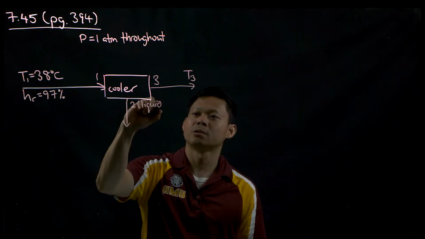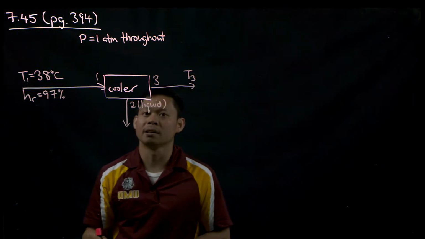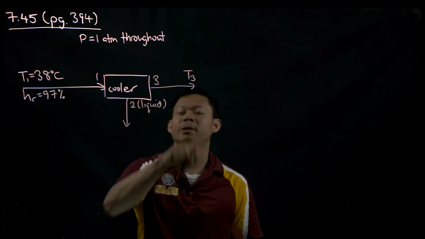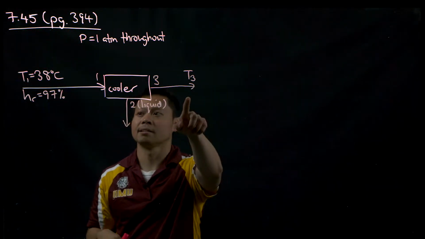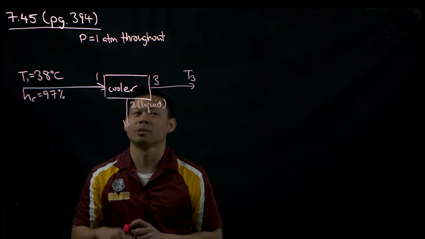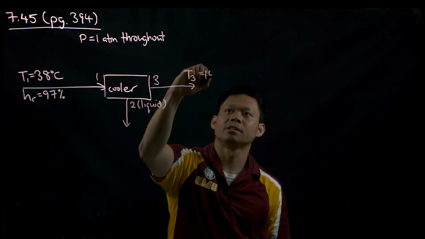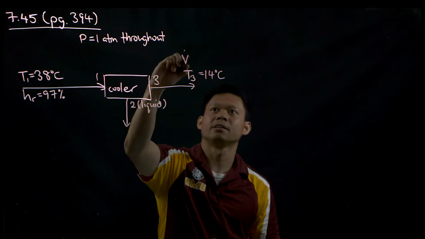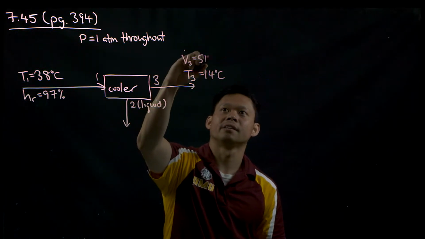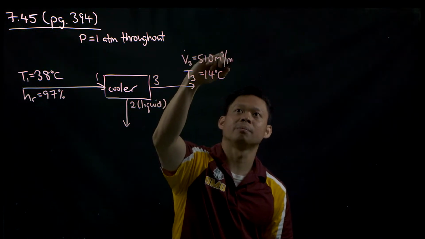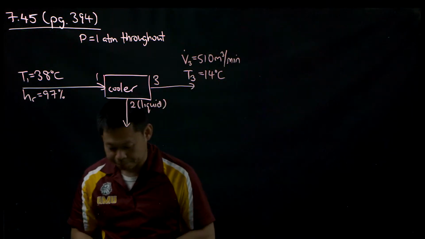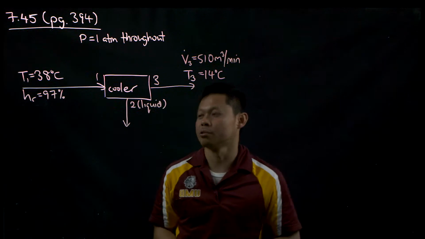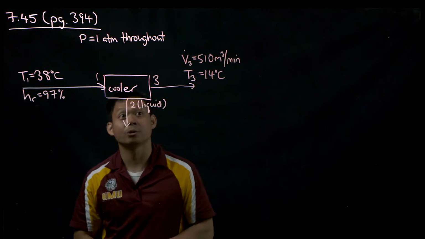As it goes into the cooler, some of the water vapor is going to condense out as a liquid stream, and now we have a stream that is less humid and has a lower temperature. This is 14 degrees C. We are given actually the basis right here as 510 meters cubed per minute. That's our basis in volumetric flow rate. And then we have a liquid stream right here. So that's all we're given in this question.